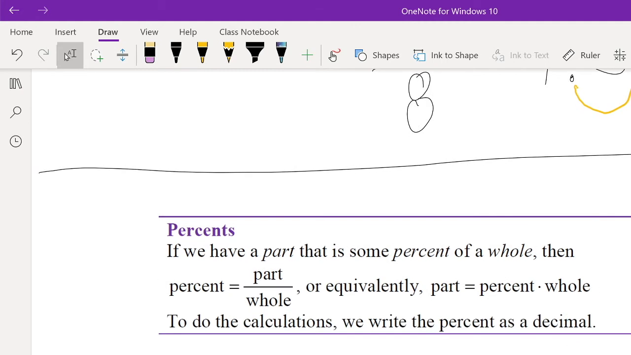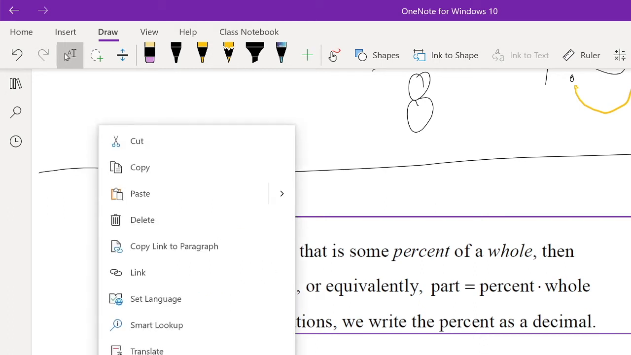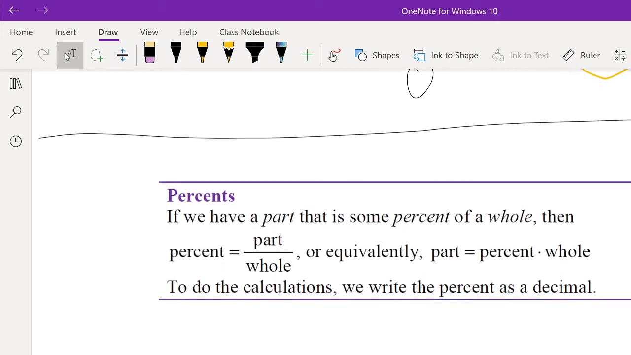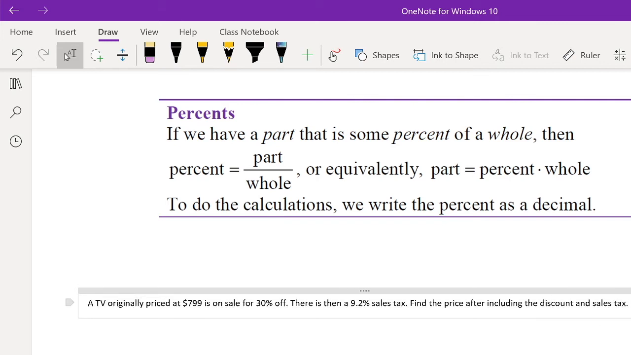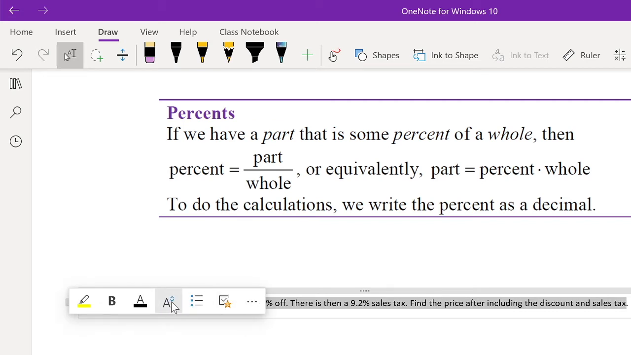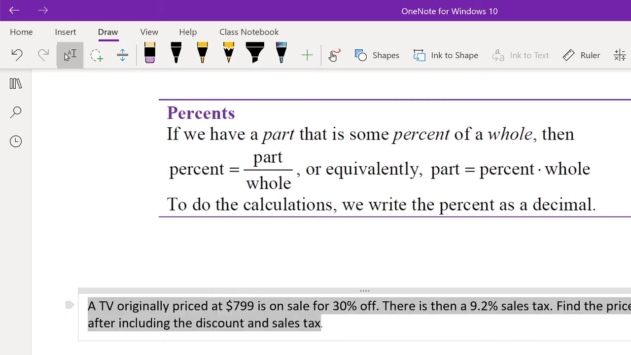problem that we can do here. Trying to get this. There we go.